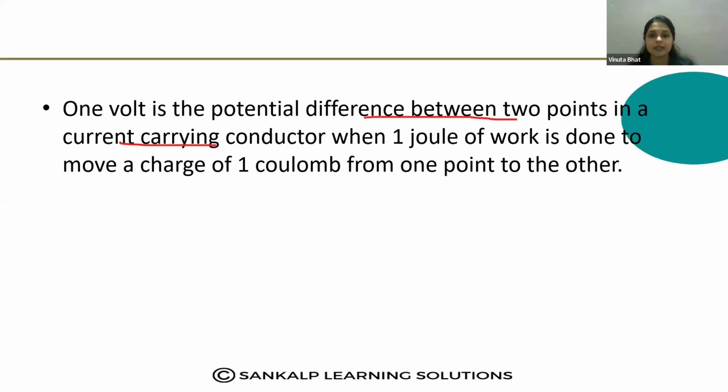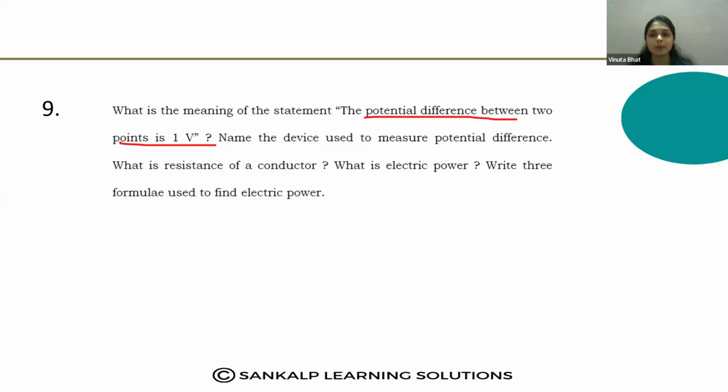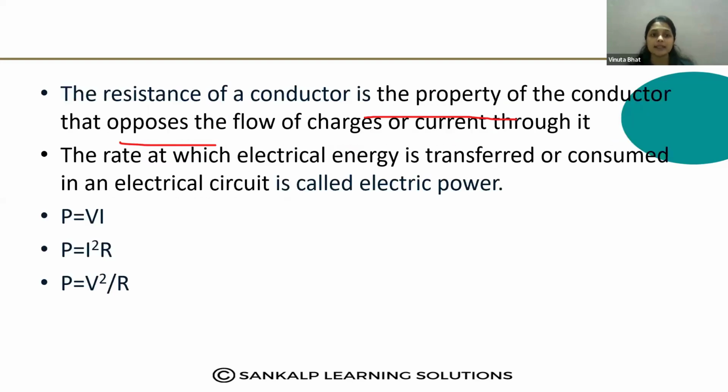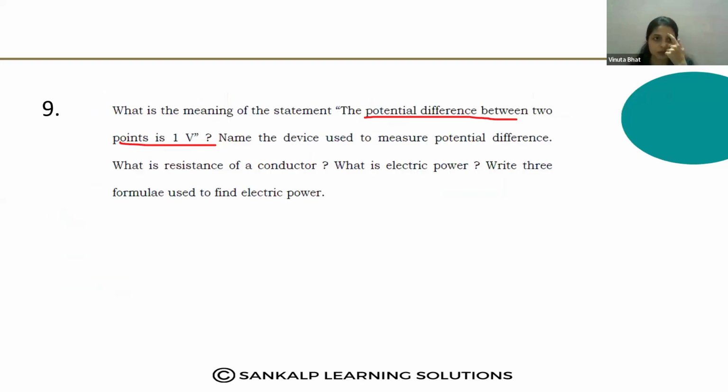Then next question is, what is electric power? The rate at which the electrical energy is transferred or consumed in an electrical circuit is called electric power. So what are the three formulas used to calculate the electric power? That is P is equal to V into I, P is equal to I square R, P is equal to V square by R. So these are the three formulas used to calculate the electric power in the circuit. Okay, so this is the 5-mark question.